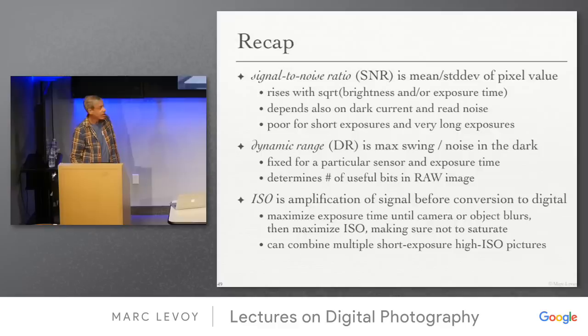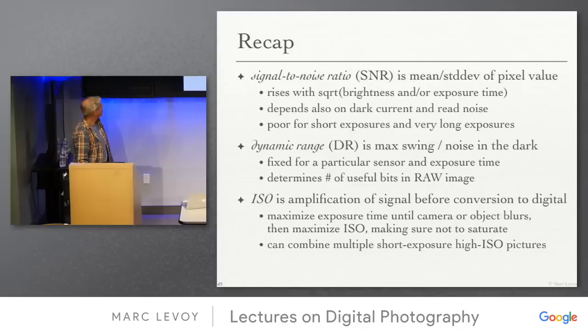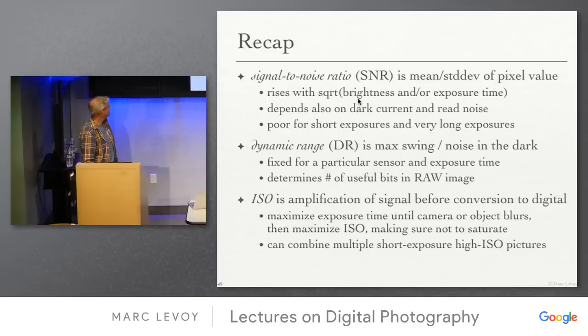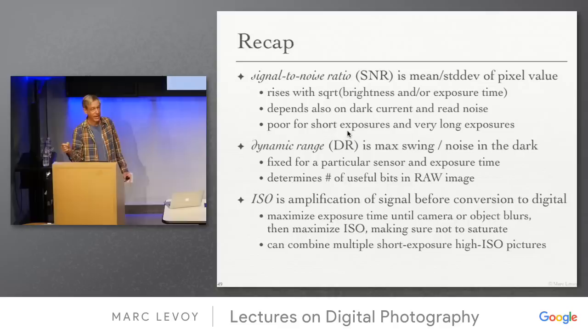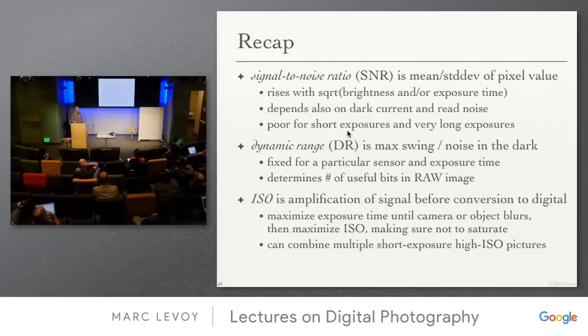Okay, so to recap, signal-to-noise ratio is a measure of the mean over the standard deviation. It rises with the brightness of the scene, but it depends on dark current and read noise. It's poor for very short exposures because the photon shot noise kills you. It's also poor for long exposures because the dark current kills you, except on very specialized cameras that are cooled and have very low dark current. And so there's a sweet spot in the middle of exposure times you should use for particular cameras.